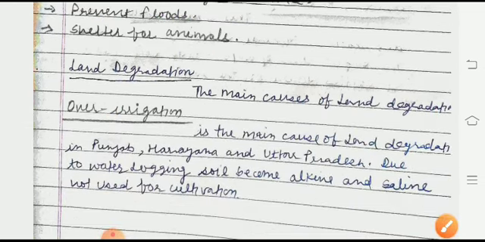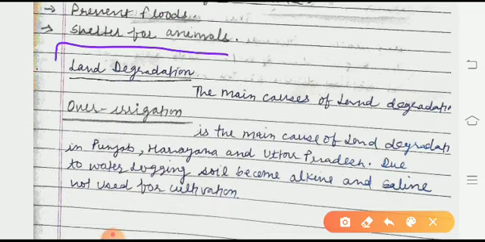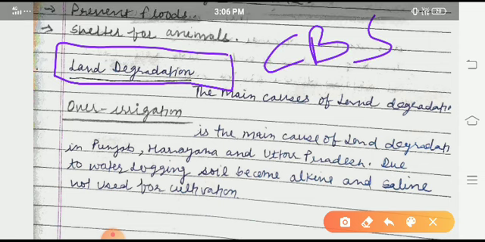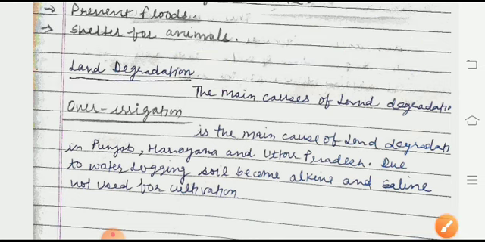So next is one of the most important topics for CBSE board exams: land degradation.